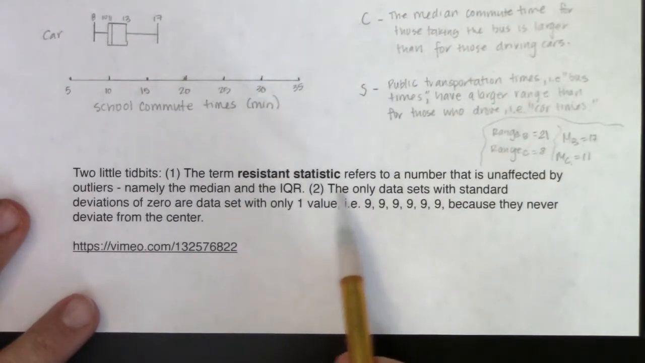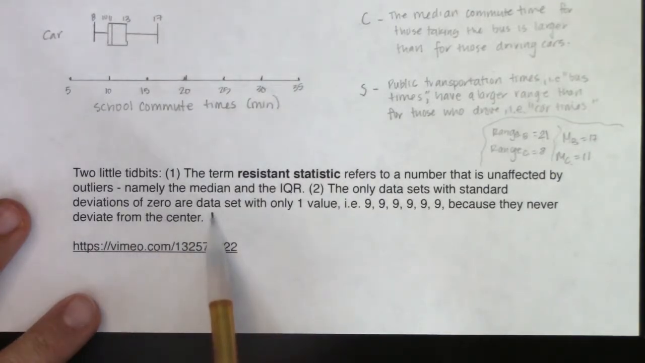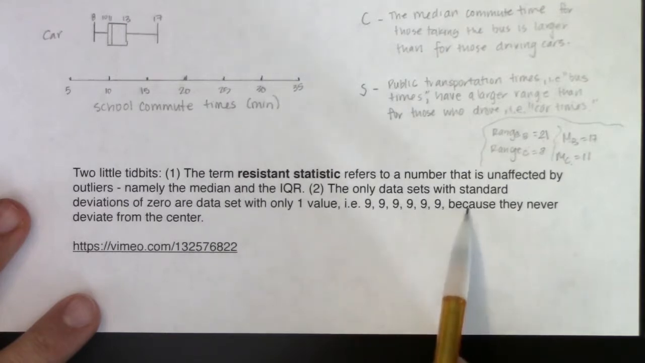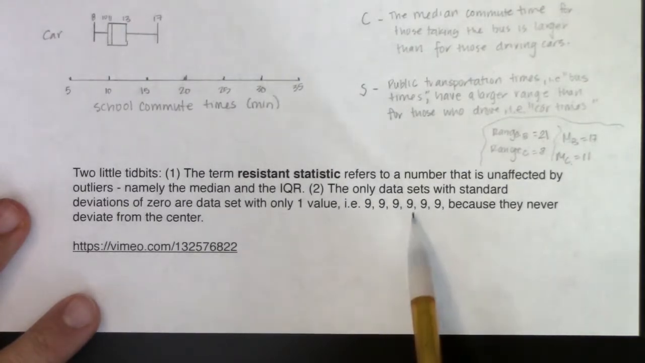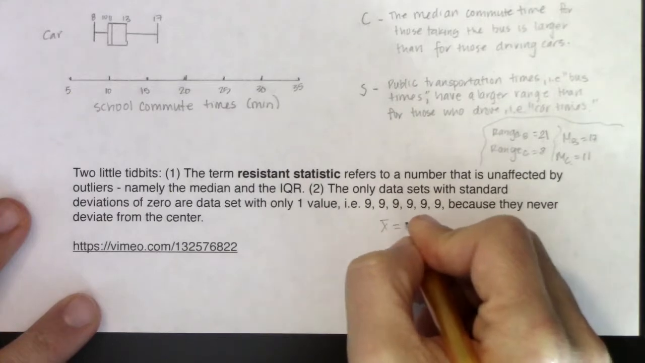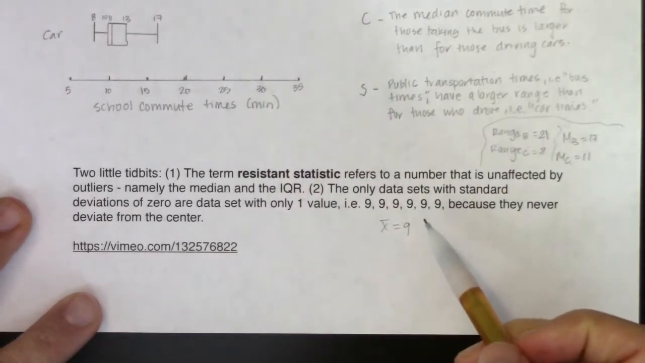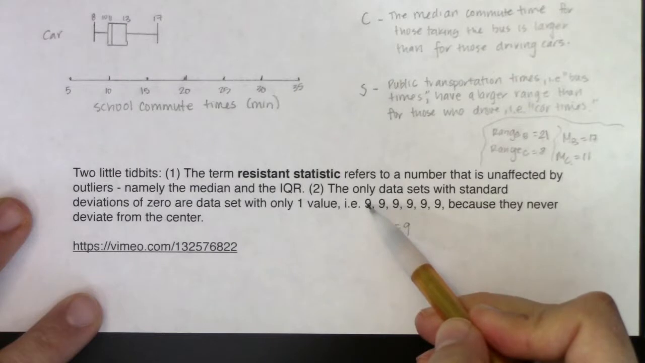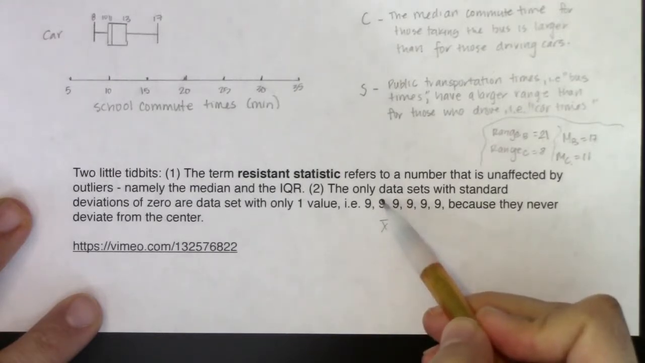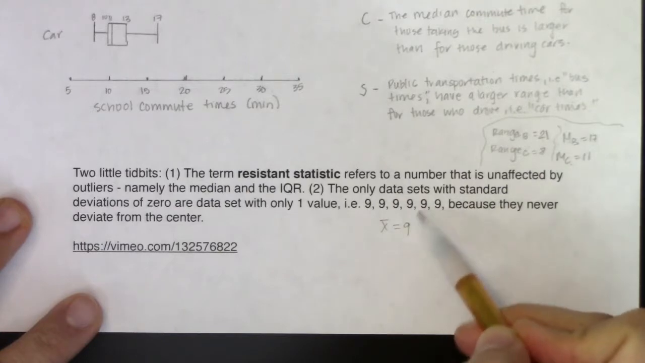And just to clarify, this is implied, but it's good to state out loud. The only data sets with standard deviations of zero are the data sets with only one value. So imagine you had 9, 9, 9, 9, 9, 9, 9, okay? What would the median be here? What would the mean be? It would be 9, right? So the average here would be 9, because all the numbers are 9. Well, imagine what all of the deviations are. How much does this data value deviate from this mean? 0. What's the deviation of this data value? 0. 0. 0. 0.